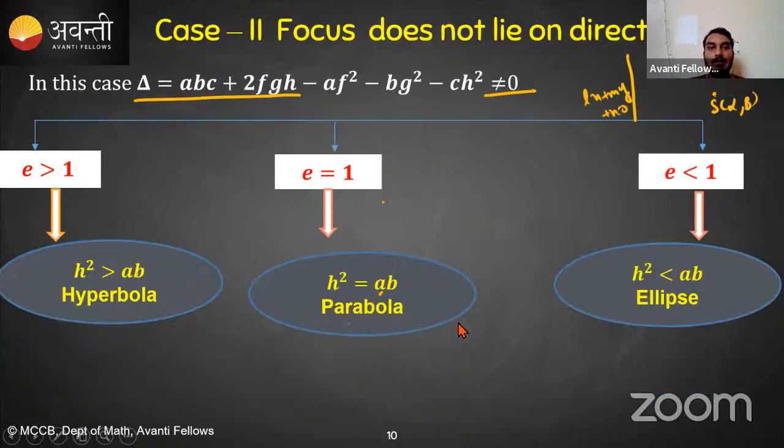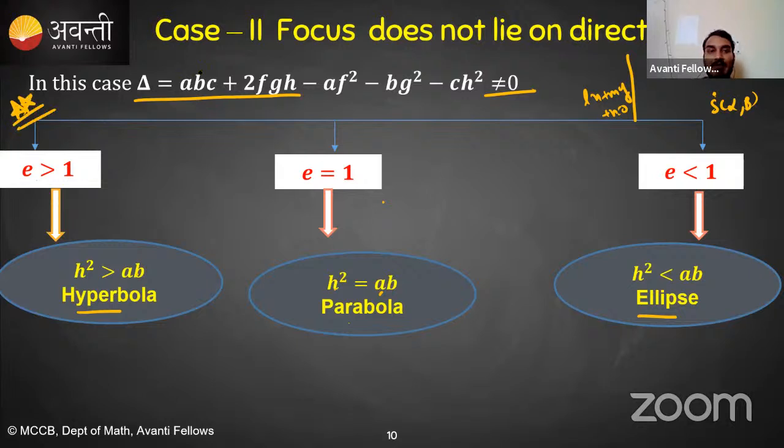Now, if delta is non-zero, then it is either an ellipse, hyperbola, or parabola. That again you can check. If H square is equal to AB, it is a parabola. If H square is less than AB, it is an ellipse. If H square is greater than AB, it is a hyperbola. Okay, very important concept. Clear?